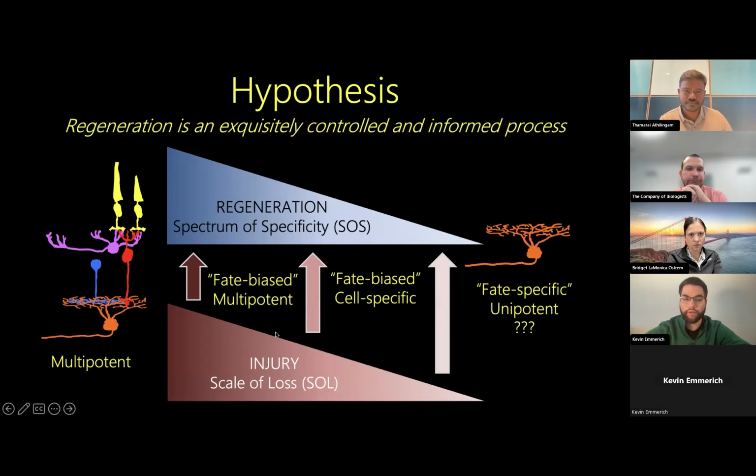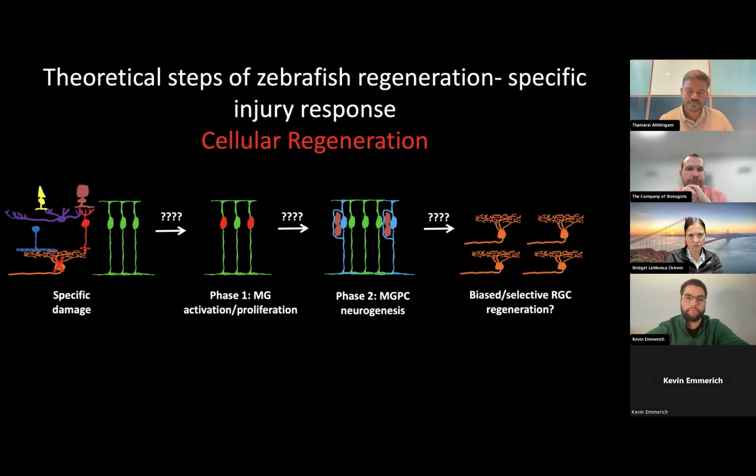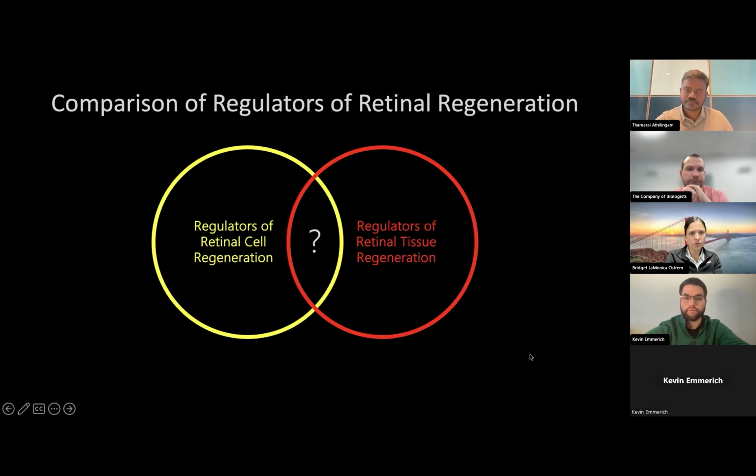But we thought if you titrated down the injury loss to certain cell types, you might get a more specific injury response, and that might be more relevant to diseases like glaucoma. So I'm going to show you data today where we damage retinal ganglion cells specifically, in orange on the bottom left, and then try to identify the steps that might drive regeneration of this process. And the key question we're going to come to, outside of just what drives ganglion cell regeneration, is how does this compare to tissue regeneration from cellular regeneration?